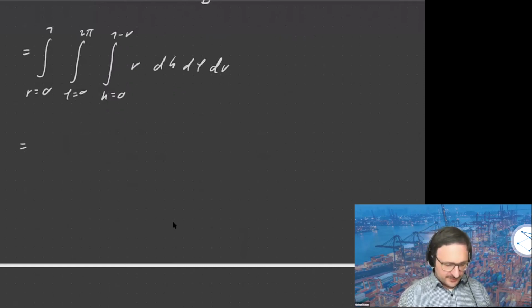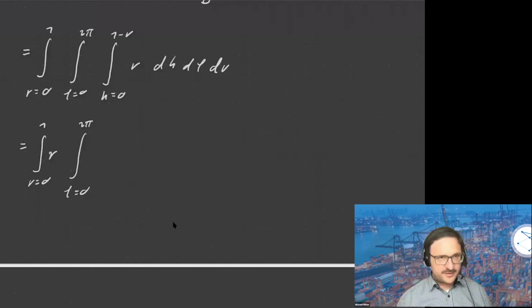Okay, so what happens here is r goes from 0 to 1. This expression here, this r, is a constant as far as h is concerned, and it's a constant as far as phi is concerned. So we can move that all the way out here. And then we have this integral over phi. And let's compute this inner integral over h. That's simply h, boundaries from 0 to 1 minus r, d phi dr.